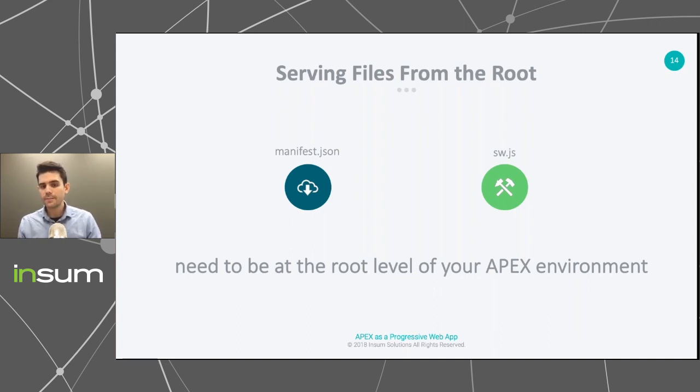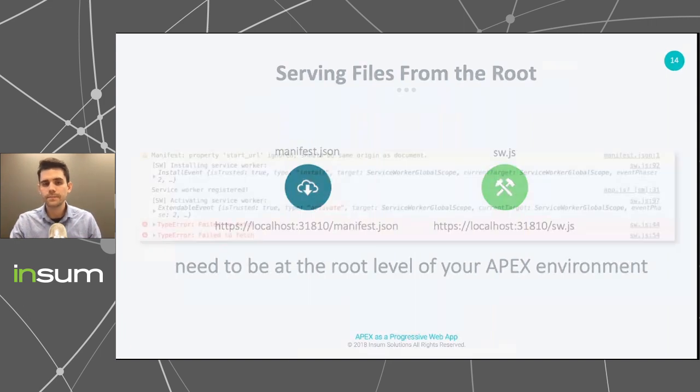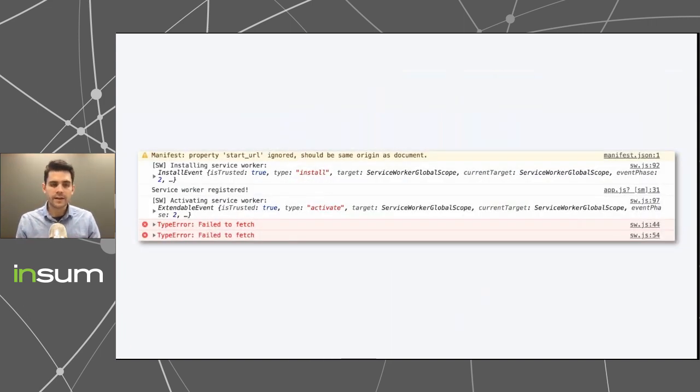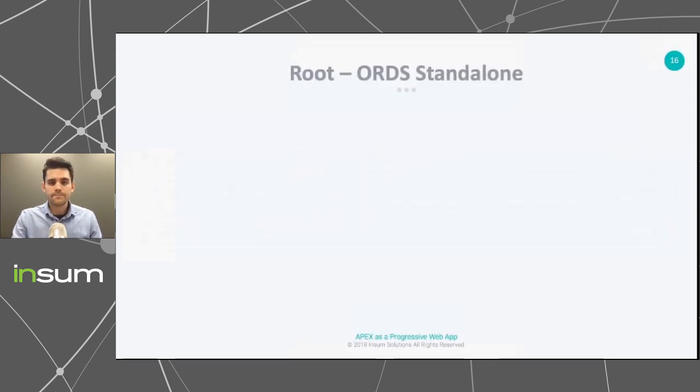So in my previous example, in my own environment, these files would be somewhere like here, localhost, with my port, and directly these two files. So the browser will handle these two files differently than regular JavaScript and JSON files. And if you don't put them at the root, you will quickly realize that JavaScript errors are coming your way. All right, so how do we do that?